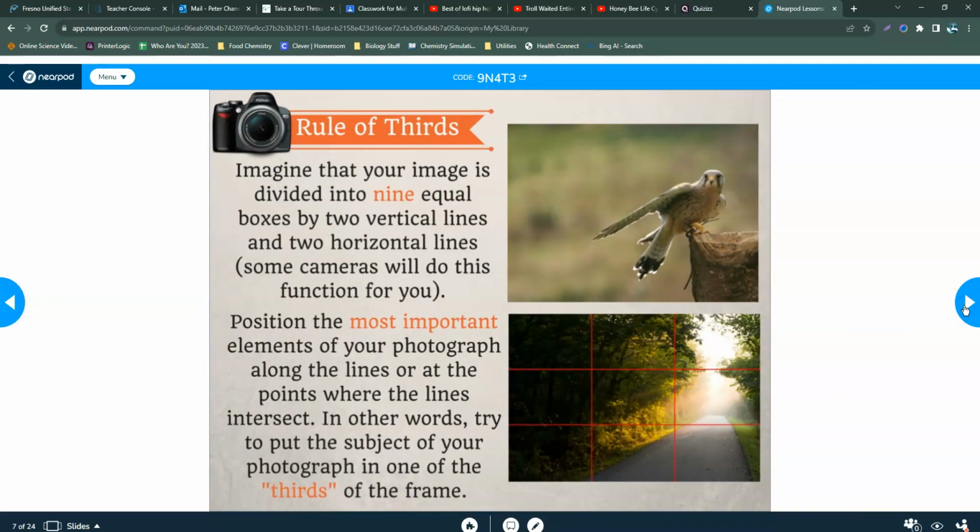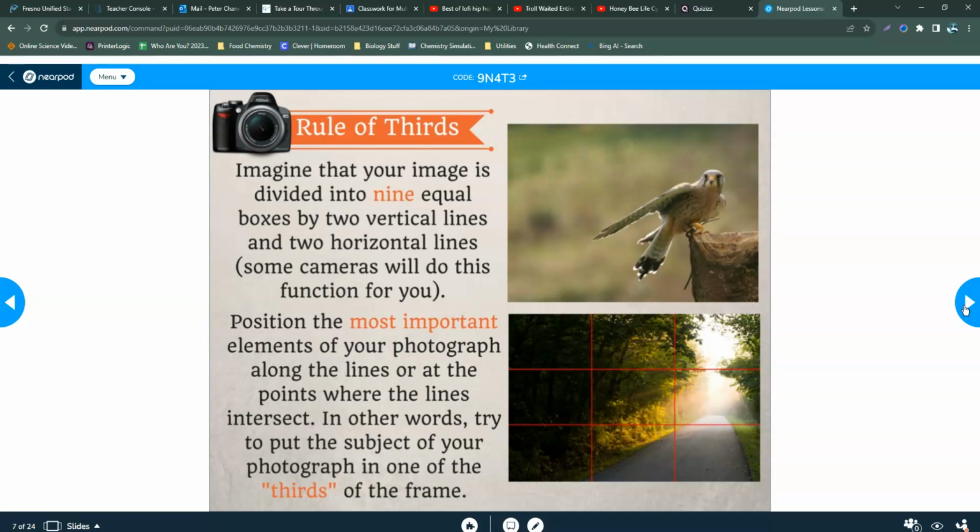So the very first element that we're going to talk about is rule of thirds. So imagine that your image is divided into 9 equal boxes by 2 vertical lines and 2 horizontal lines. Some cameras will do this function for you. In fact, most of our cell phones do, and I'll show you where that function is if you can't find it yourself. Having those lines, and they're imaginary, so when you take the picture they won't show up on the photograph. So they're there to position the most important element of your photograph along the lines or at the points where the lines intersect.